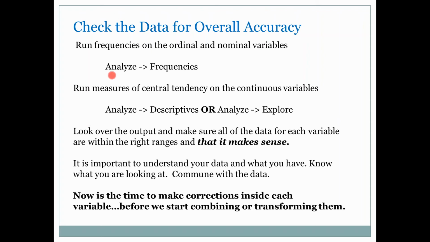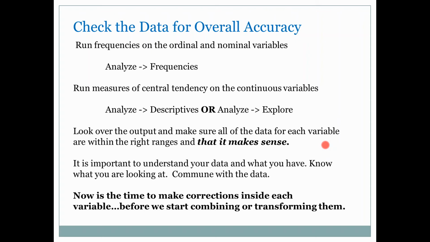So this is how you would go into SPSS to get the frequencies on your ordinal and nominal variables. If you want to run measures of central tendency for your continuous variables, you're going to do your Analyze, Descriptives, or today we'll look at Analyze, Explore, which is very, very useful in SPSS. We're going to look over the output, make sure all the data for each variable are within the right ranges and that it makes sense. It's important to understand your data and what we have, right? So know what you're looking at, commune with that data, right?